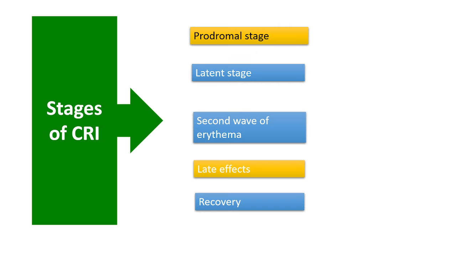Stages of cutaneous radiation injury. It is basically divided into an early erythema phase, followed by a latent phase, followed by a second wave of erythema, and third and fourth waves depending upon the exposure dose, and late effects, and finally recovery or death.